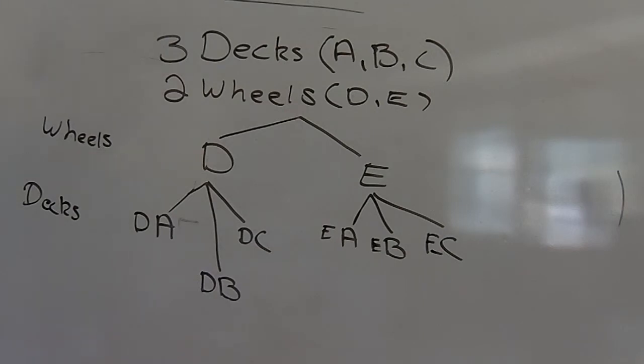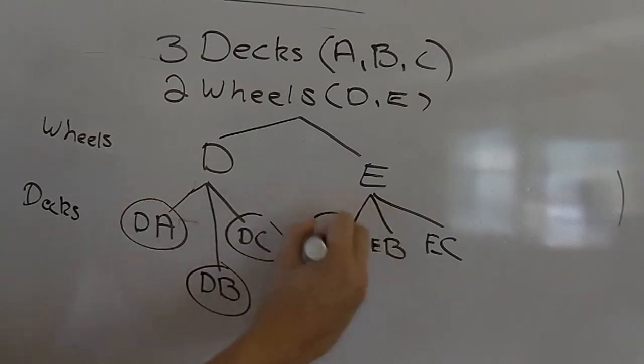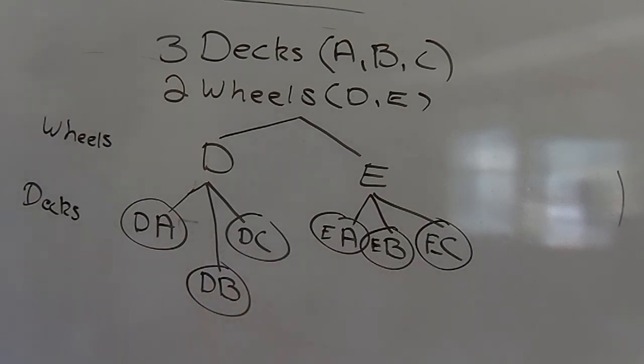And so that's the basic concept of a tree. And so at the end, you just count the endpoints of all the branches. So here's an endpoint, endpoint, endpoint, endpoint, endpoint, endpoint. Each one of those represents a skateboard combination. And so you have a total of 6 skateboards.